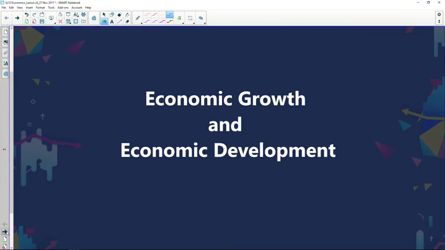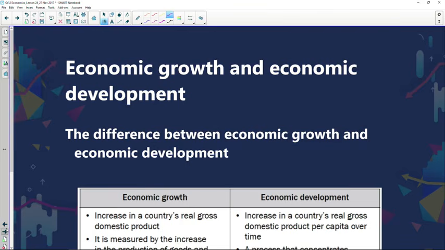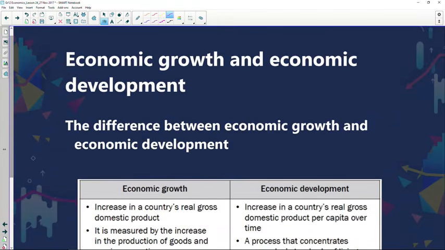All right, so we are looking at economic growth and development. You know, often people confuse these two concepts, economic growth and development. So I thought it would be good to start off by just showing you the difference between economic growth and development, so that when you use these two concepts in your essay discussions, you use them accordingly and you do not confuse them.